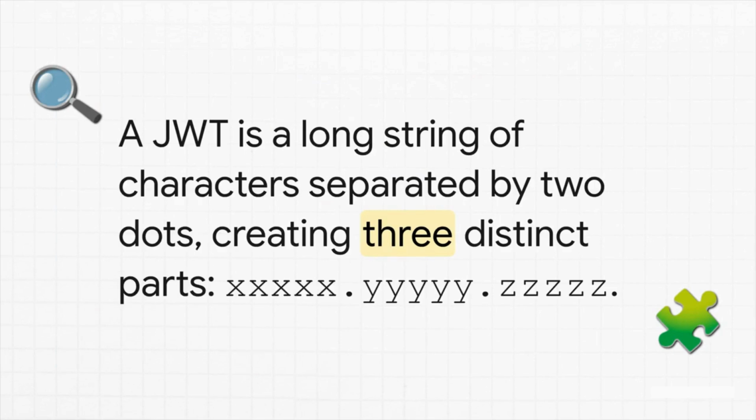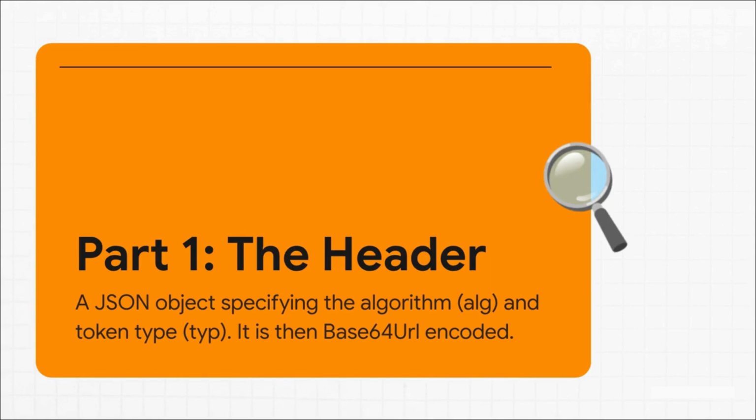Now, when you actually look at a JWT, it doesn't look like JSON at all. It's just this long, kind of crazy-looking string. But you'll notice it's separated by 2 dots. And those dots break it into 3 distinct parts: the header, the payload, and the signature. First up, you've got the header. This is basically just metadata for the token. It's a little JSON object that says, hey, I'm a JWT, and here's the cryptographic algorithm we're using to secure me. Then, this whole thing gets encoded into that string you see.